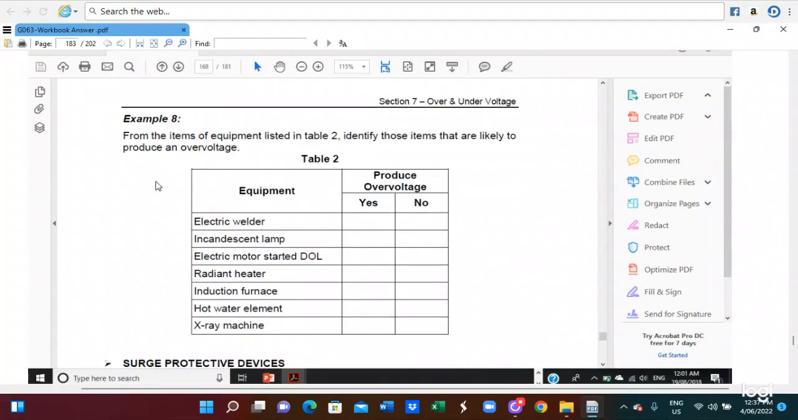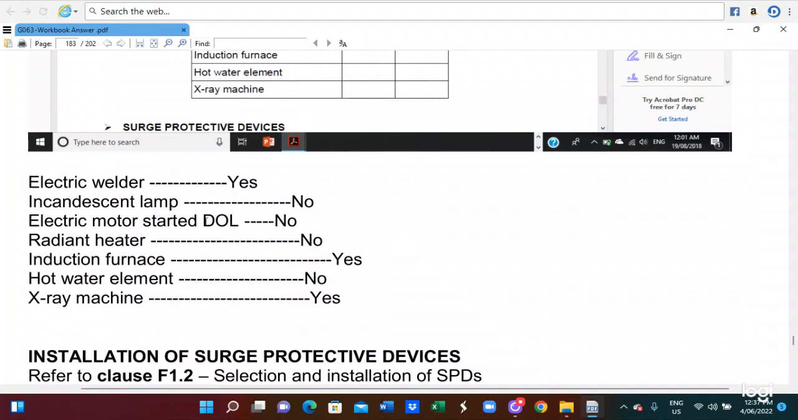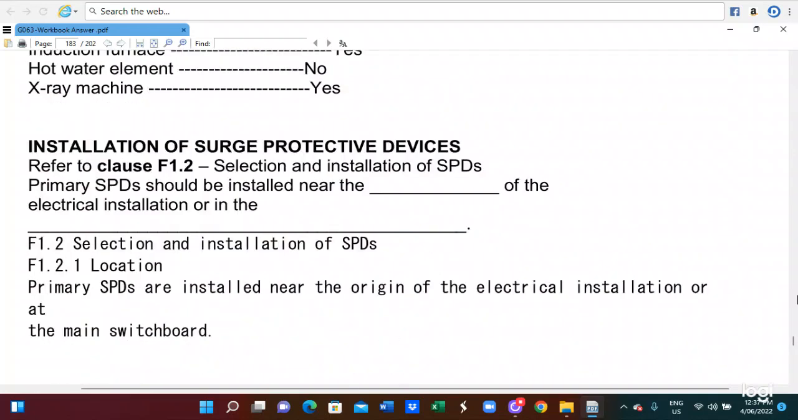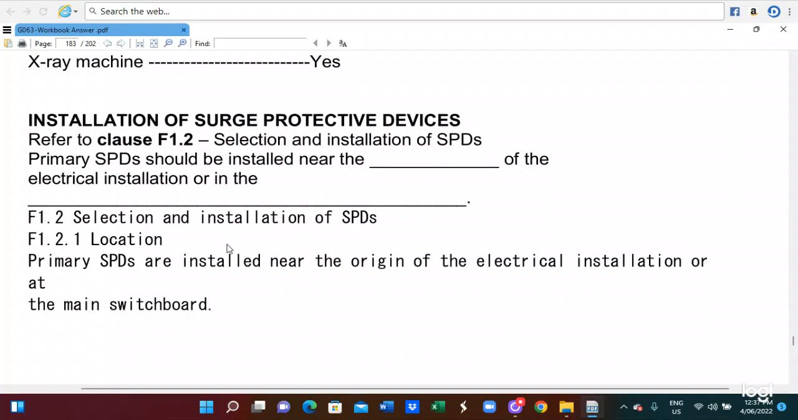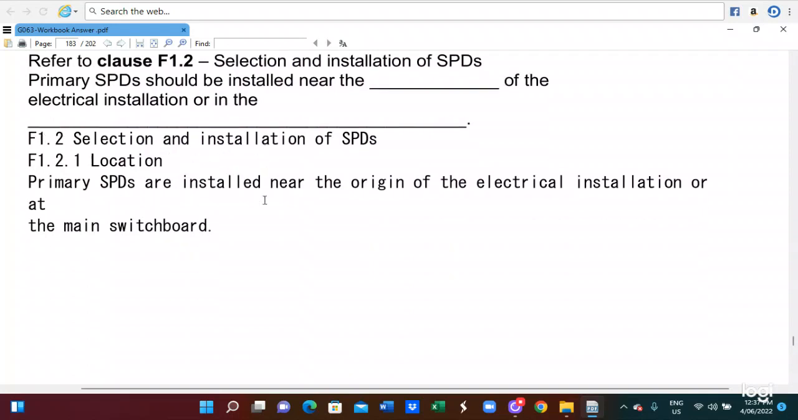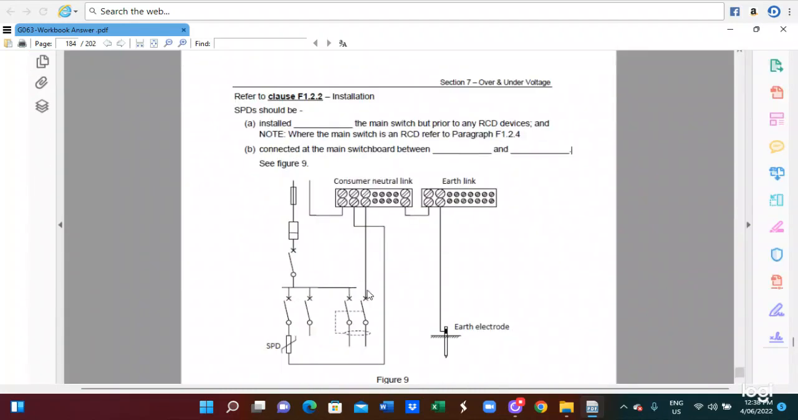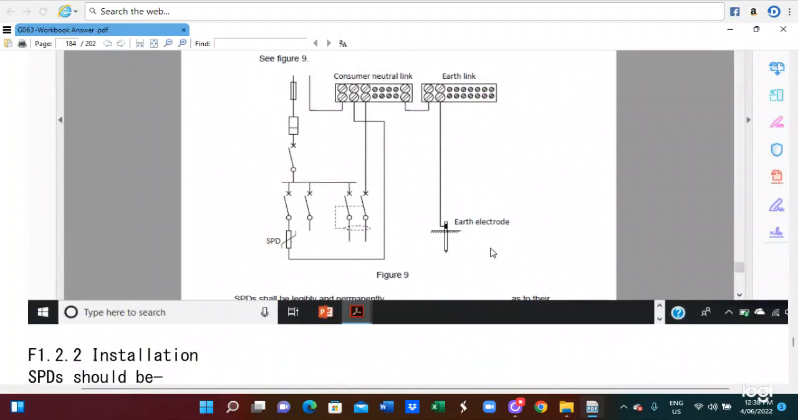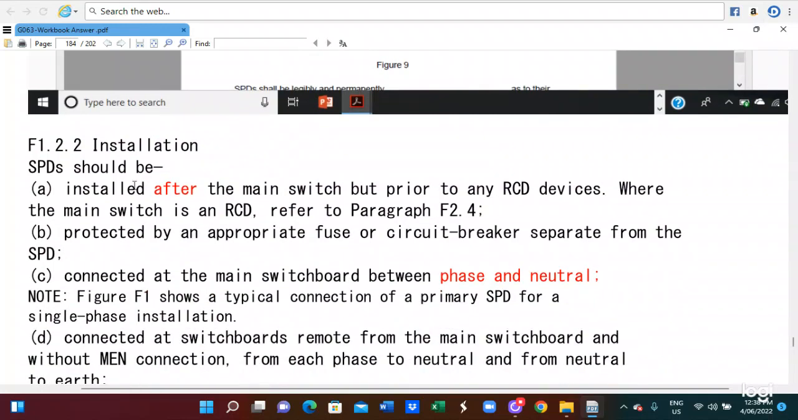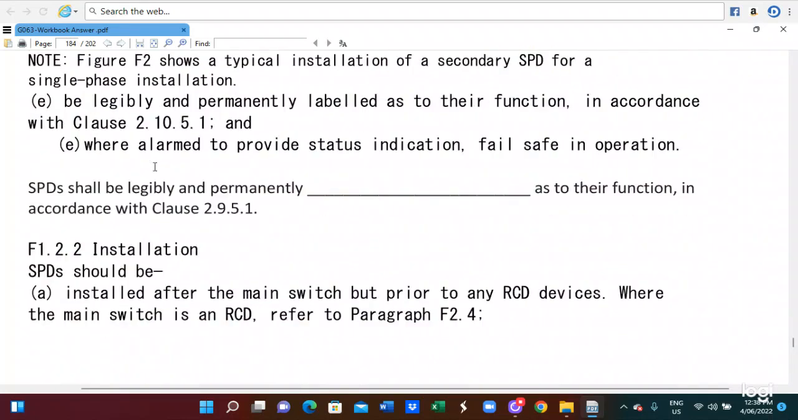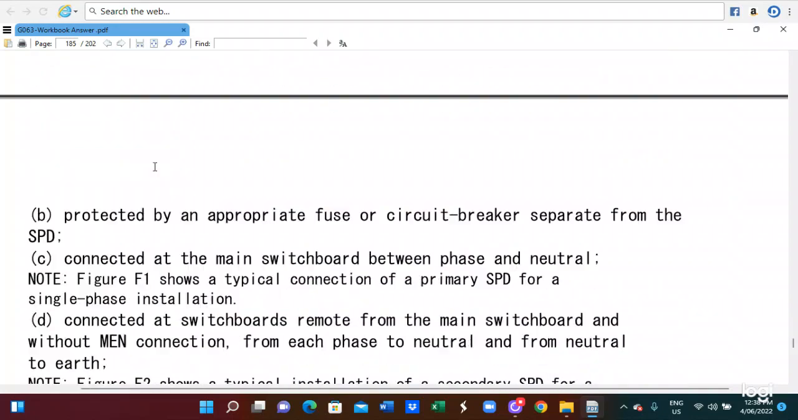Which items can produce an overvoltage? Page 183, this is the answer here. Installation of a surge protection method, we see the clause F1.2, selection and installation of SPD. This is the EL3000 F1.2, and you also read the disconnection diagram. So this is F1.2 connection. This is the installation method.